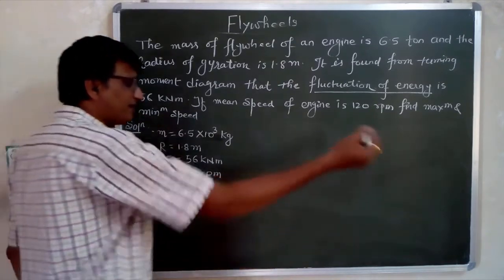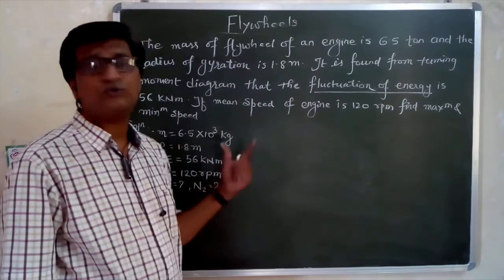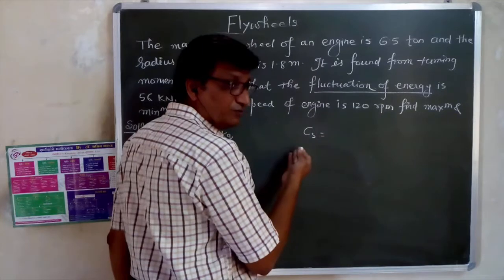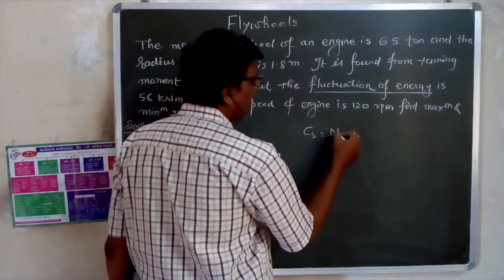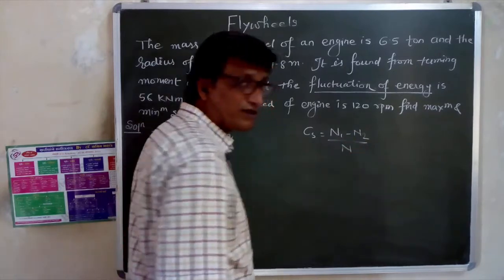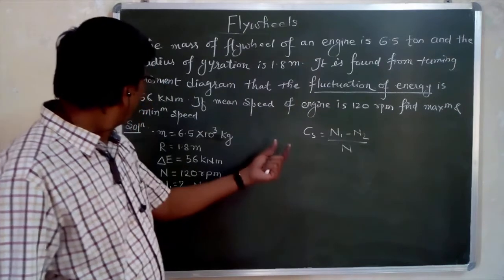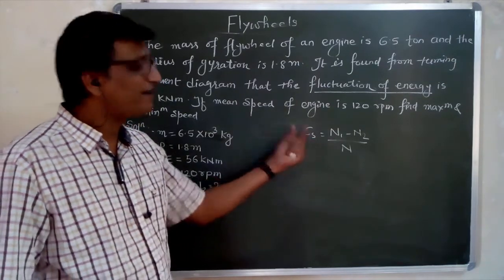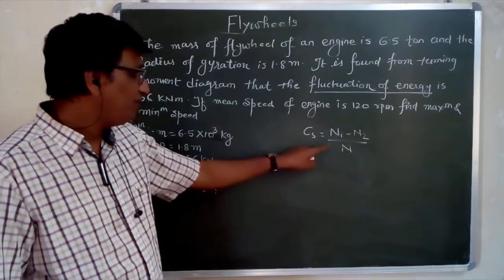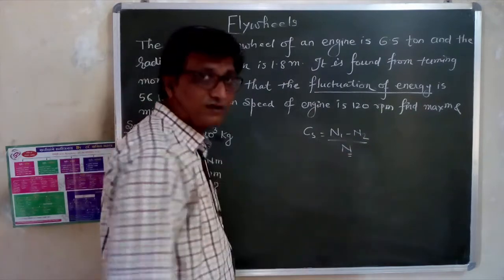Now let us see how to solve this one. We have to calculate N1 and N2. Now N1 and N2 will be in the formula of Cs, that is the coefficient of fluctuation of speed. So it is (N1 minus N2) by N. Now here you see coefficient of fluctuation of speed is not given. So N1 and N2 cannot be calculated. You are having three unknowns here, 1, 2, 3. This N is given.